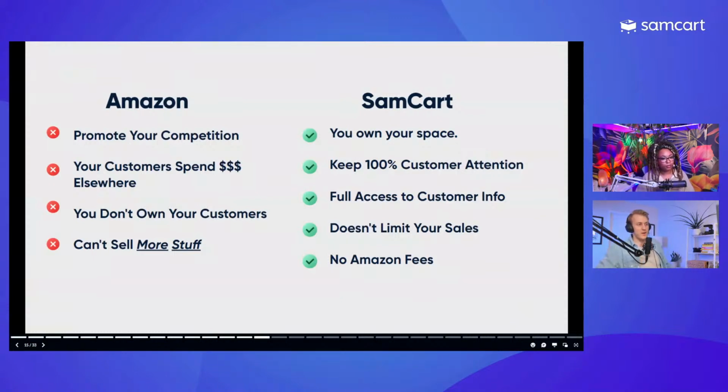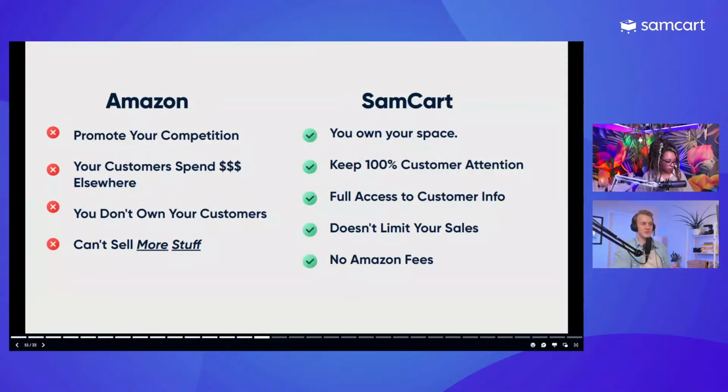That's right. So if you compare Amazon over to selling on SamCart, for example, instead of running your own competition, with SamCart you can create your own space. This is your product. This is your world. This is joshuaweissman.com. There's no other competitors. There's nothing, oh, hey, you also might like this, that just takes your customer off on a tangent.